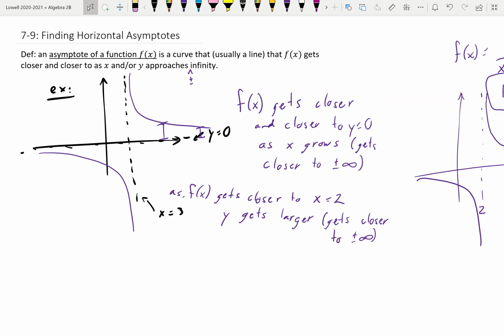Hi folks, so in the last video we talked about how we can find horizontal asymptotes. In this video I just want to do one more example of doing that and showing you how or when it's even kind of relevant or hard to do.